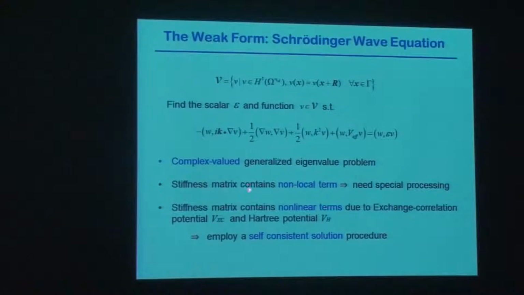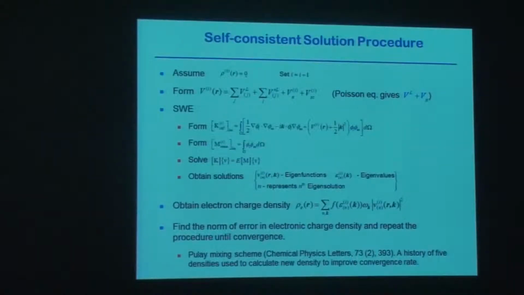And here, the stiffness matrix that we calculate has a non-local term, and this non-local term needs special processing. It also contains nonlinear terms due to exchange correlation potential and Hartree potential, which means that this is not just one solve. We need to solve it in a self-consistent fashion. And I'll outline the self-consistent solution procedure. So here is the self-consistent solution procedure.